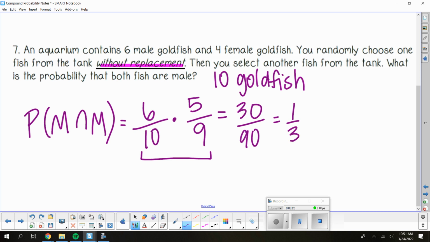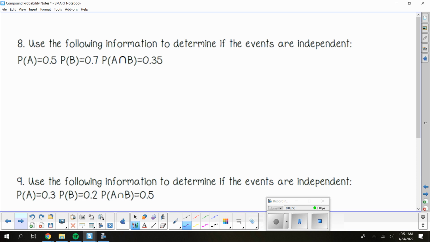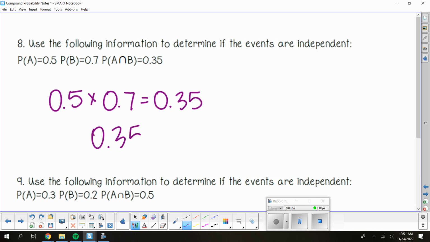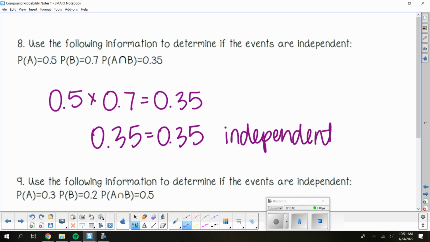Alright, on these ones, we are just trying to figure out if it's independent or dependent. If it's independent, then my probabilities will be equal when I multiply them. If not, then they're not going to be equal. So if I do this, this means multiply probability of A and B. So if I take my probability of B, 0.5, and times it by 0.7, do I get 0.35? When I do that, yes, I do get 0.35 equals 0.35. So this is an independent event because when I multiply my two probabilities together separately, I get my total.